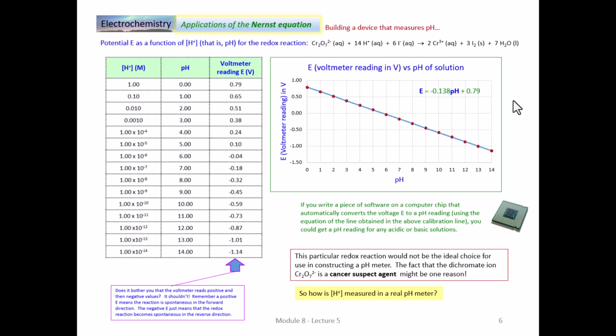So if we can't use dichromate in a reaction like this to measure pH, at least in a practical way, how is hydrogen ion concentration measured in a real pH meter? Well, before we can answer that question, we need to discuss something called concentration cells. So let's take a look at that. A difference of potential, or in other words, a voltage, can be generated simply by a concentration difference across a semi-permeable membrane. Now, such a setup is called a concentration cell.